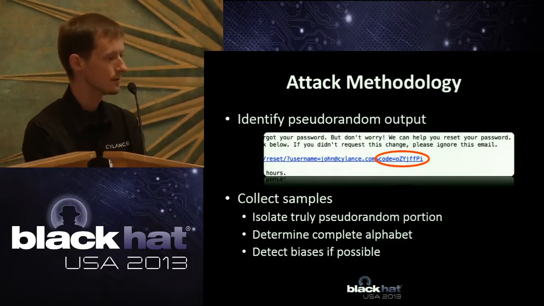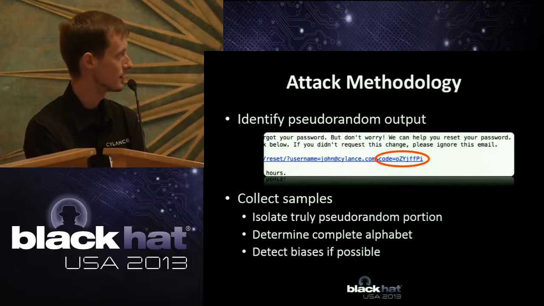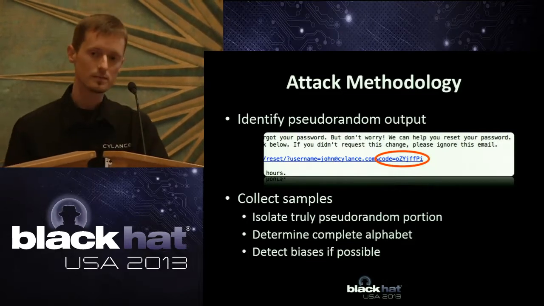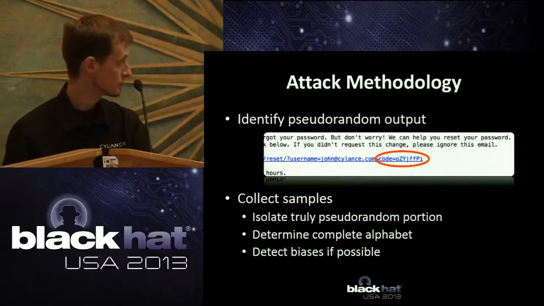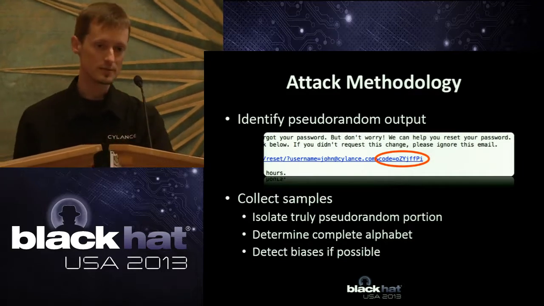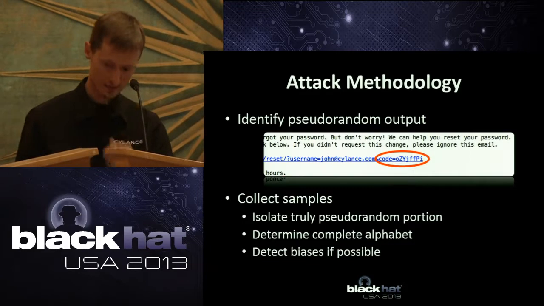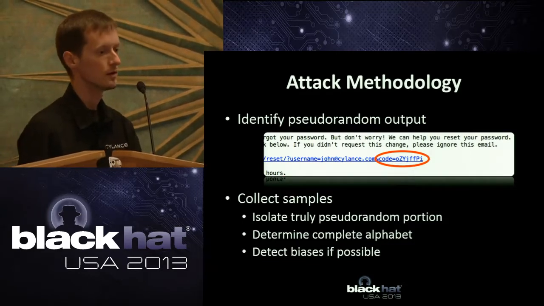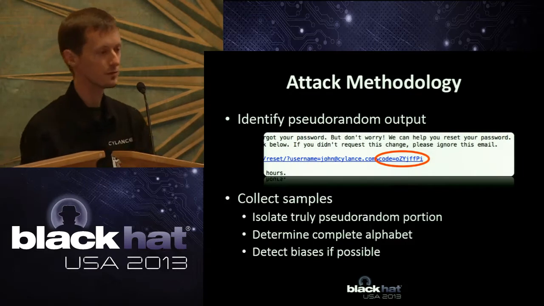Step 2 is collect samples. Here we have one sample. Well, we need more samples. The goal is to collect enough samples that you've seen every symbol that the application can throw at you. In other words, you want to see every symbol that can turn up in its alphabet. After that, collect some more samples.